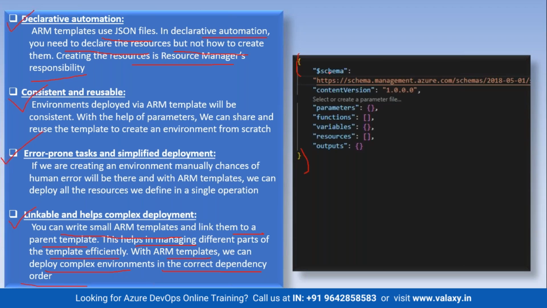This is basically the structure of ARM, guys. You've got schema, content version, parameters, functions, variables, resources, output. This is how your ARM template will look like in reality.